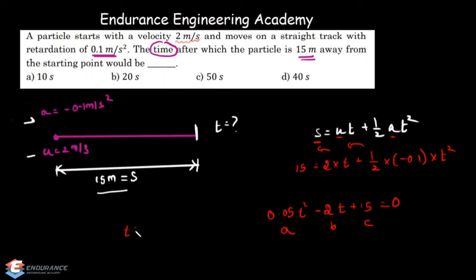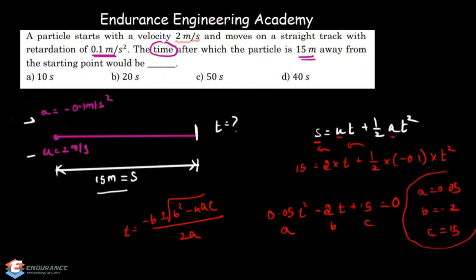So if I want to find t, it is minus b plus or minus root of b square minus 4ac by 2a. Okay, so a is equal to 0.05, b is equal to minus 2, and c is equal to 15. Just take this and substitute it here. If I do that, I will be getting the answer. So by solving this, you will be getting 30 seconds, comma 10 seconds.